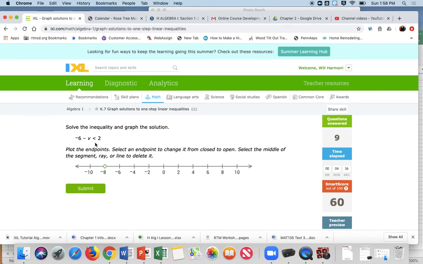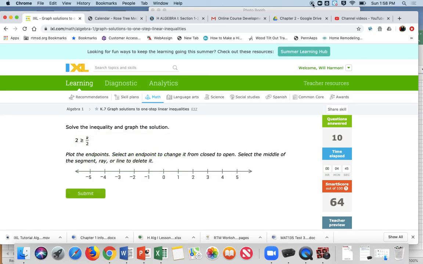But I have to flip my sign. So my sign's opening to the right. Now it's going to open to the left. That means I'm eating the v. So that's how you do K7, Algebra 1.